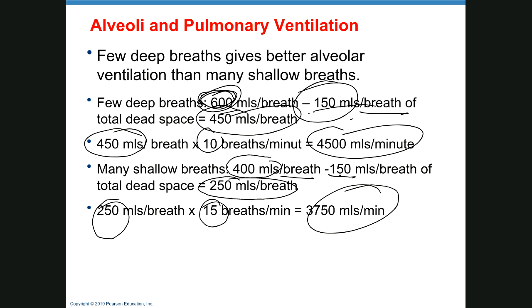Okay, so the answer to the question as to why it is better to take fewer but deeper breaths, so more air fewer times, is because every time you breathe, you're going to have to pay that 150 mils tax. So it's better to have one big breath and take 150 mils out of that than to have many small breaths and every one pays 150 mils. Okay, hopefully that makes sense. You should be able to explain that.